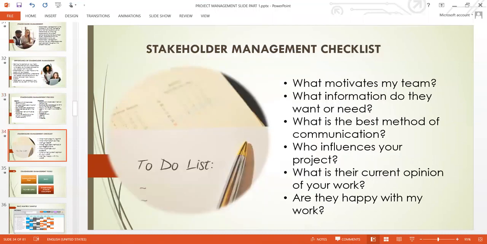So let's look at the stakeholder management checklist. You need to have a checklist. All these things are very important. What motivates the team? What information do they want or need? You need to write them down. Have it as a checklist. What is the best method of communication?